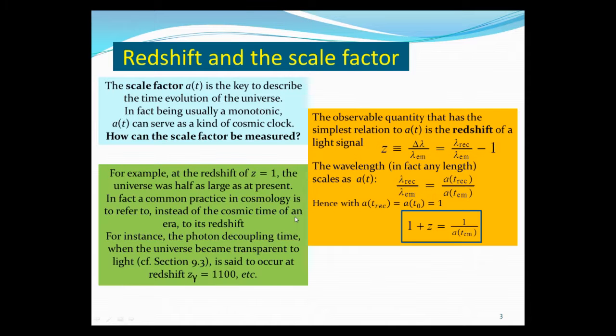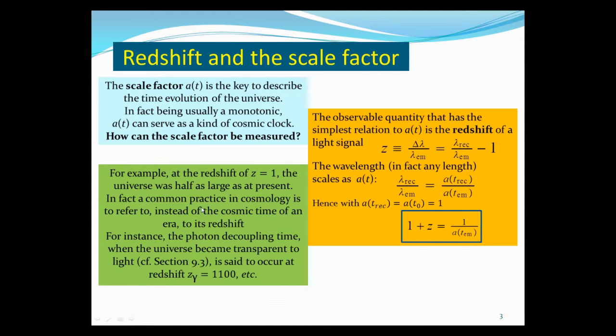For example, at redshift z equal to 1. Of course, in the present era the redshift is 0, and if you go into the past and the redshift is 1, so z equals 1, the left-hand side is 2, so a is equal to 1 over 2. So therefore, the universe was half as large as at present time.